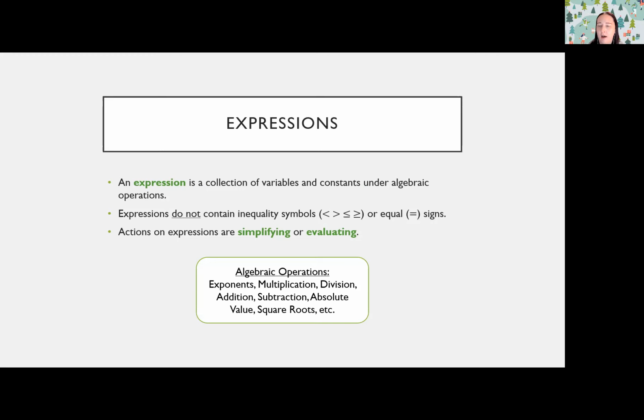Expressions don't have the inequality or equality symbols. They're not complete. They're like phrases because they don't have these other symbols. They're just the numbers and the operations. Sometimes they have variables, so you can simplify them. We do two things. We simplify and we evaluate. Evaluate is something you do if you have only numbers.